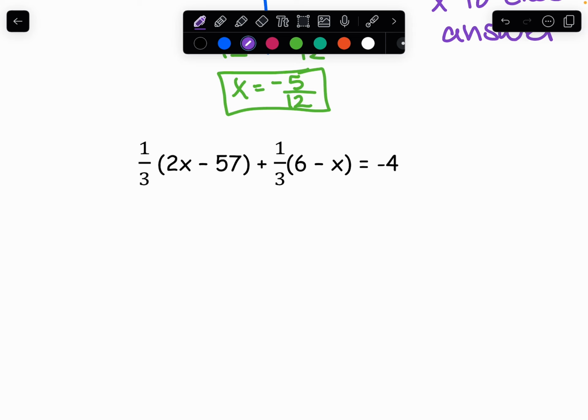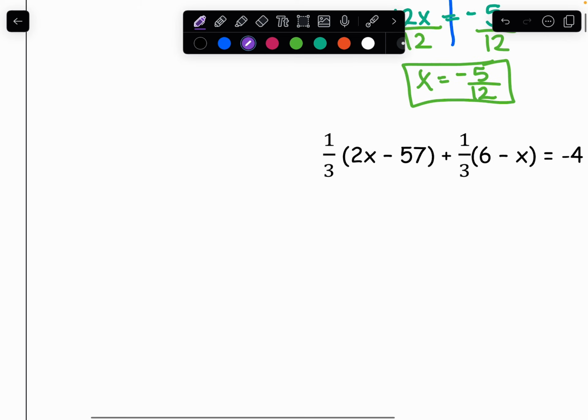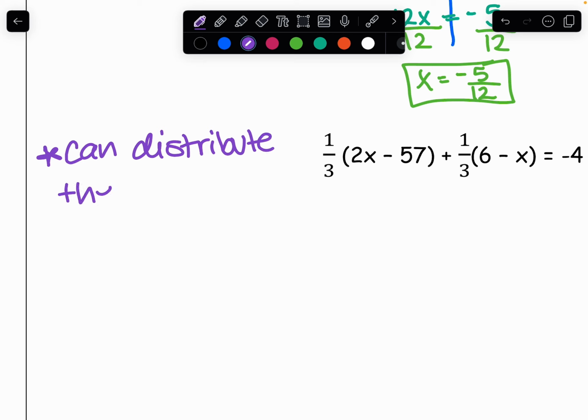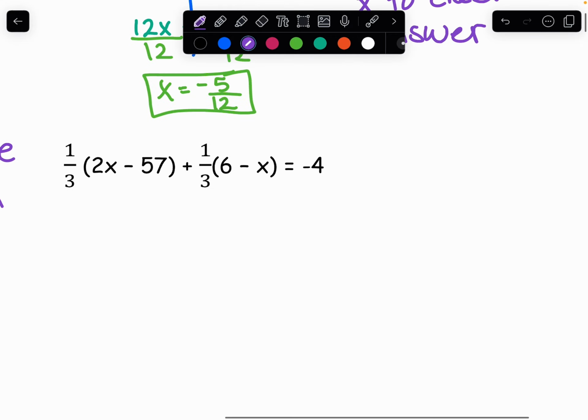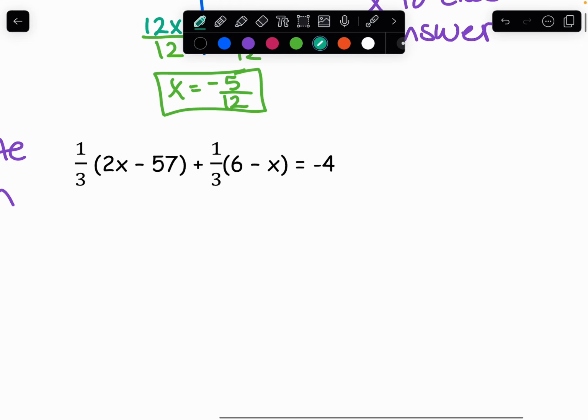So for this problem, we've got fractions. Now, there's two ways that you can deal with this. If you wanted to, you can distribute the fraction. Okay? Now, I don't like doing this because what ends up happening is you have more fractions sometimes, which can cause a bigger issue. So instead, what I suggest is clear fractions.